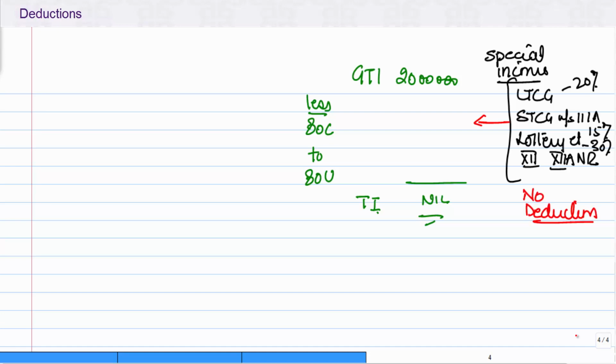No deductions. So, for example, if in this 20 lakhs, I say long-term capital gains is 12 lakhs, then deductions of 80C to 80U will have to be limited to 8 lakhs. They cannot be more than the income against which such deductions are allowed, and these incomes will not be covered. Therefore, against these incomes, you cannot claim your deductions under 80C to 80U.